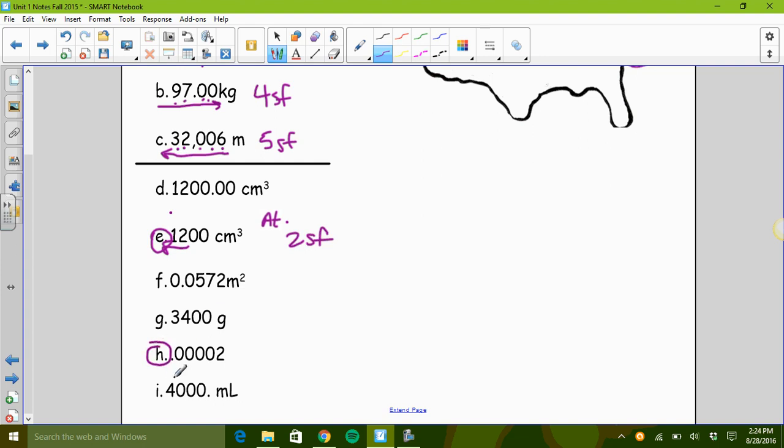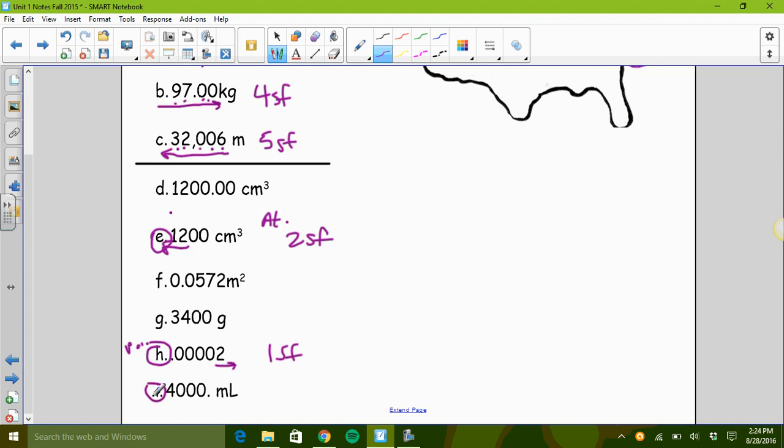Let's do H. For H, the decimal is present. It's right here. You start from the Pacific, and you start counting at the first non-zero digit. Skip, skip, skip, skip, skip, 2. So just the 2 is a significant digit.